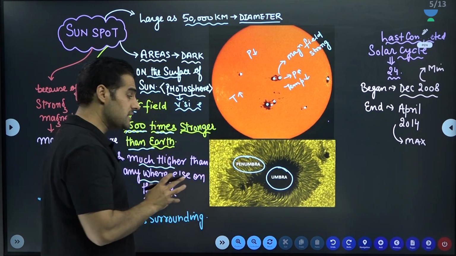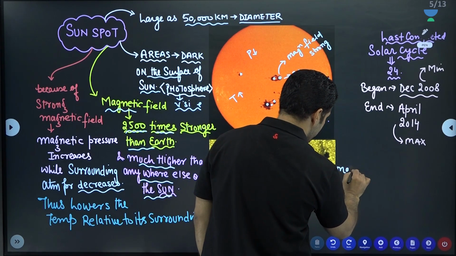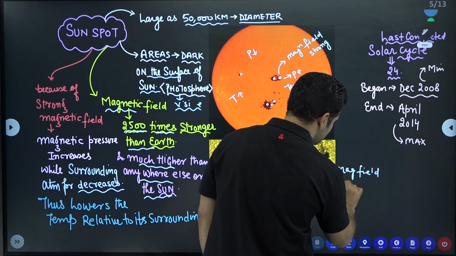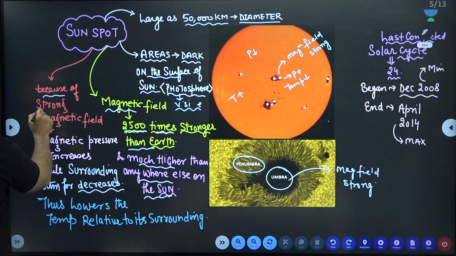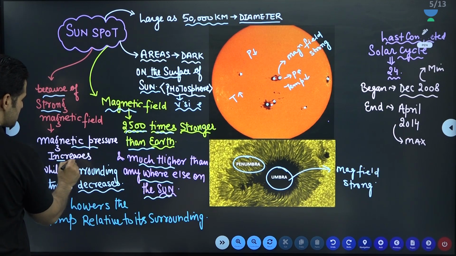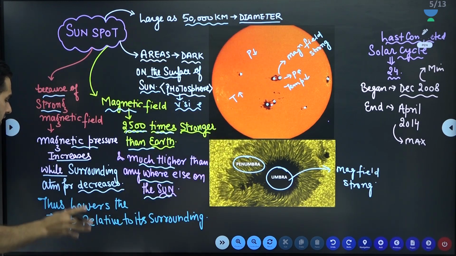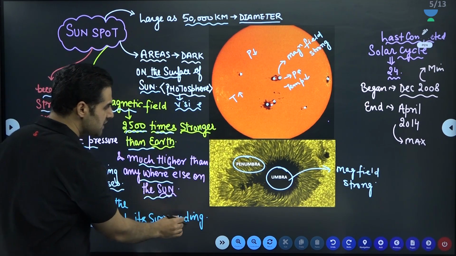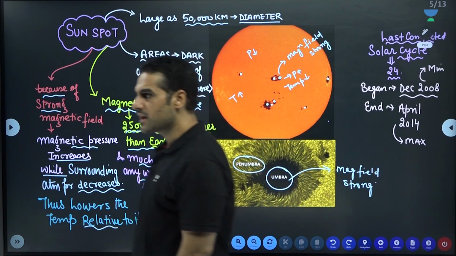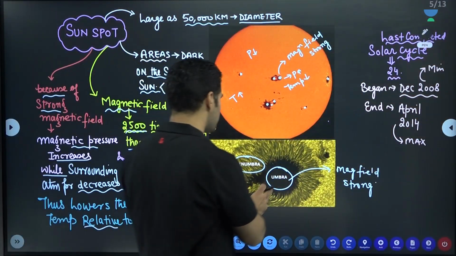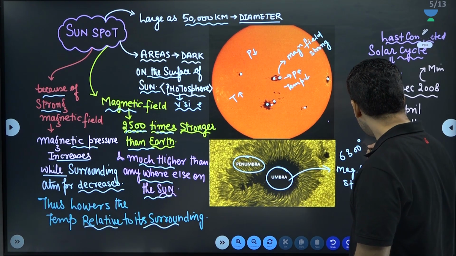Is it clear? So what we should understand is, in the umbra part, what is the magnetic field? Very strong. Same is written here. It is because of the strong magnetic field that magnetic pressure will increase while surrounding atmospheric pressure will decrease. Is it clear? Thus, it will lower the temperature relative to its surroundings. So umbra's temperature and penumbra's temperature, will there be any difference? Yes. This dark surface which is your umbra, here the temperature will be around 6300 degrees Fahrenheit.